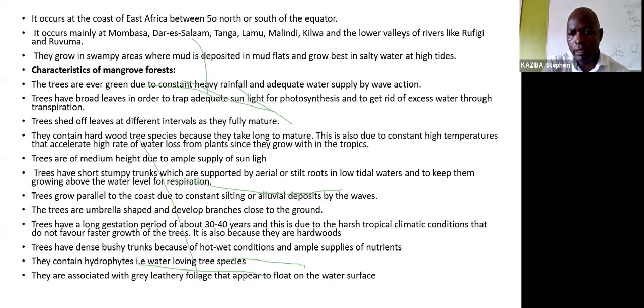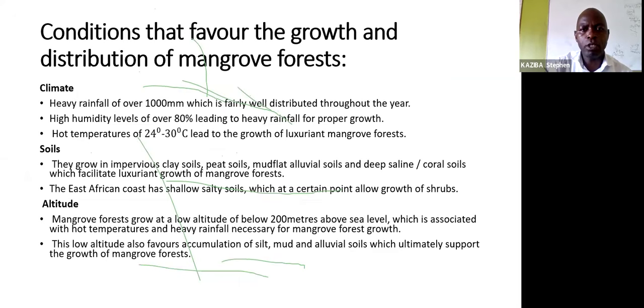So we're done with the characteristics. Then you go to the factors. So you have to put a statement, say, the following are the factors which favor the growth and distribution of mangrove vegetation along the coast of East Africa. So if you look at that, we look at the conditions.